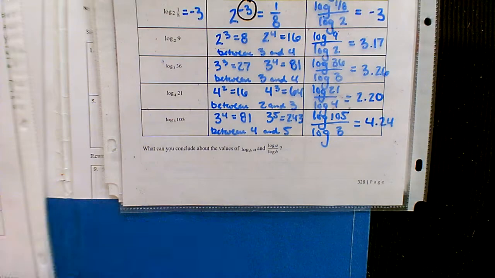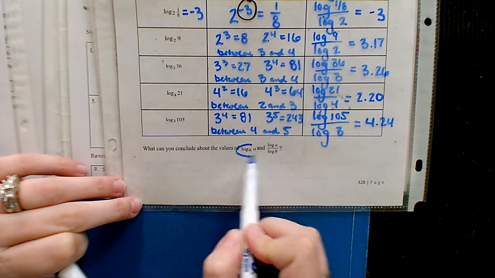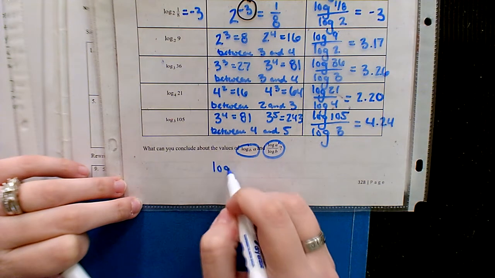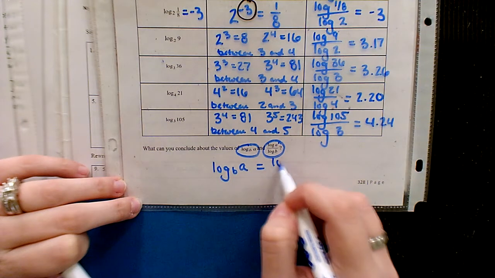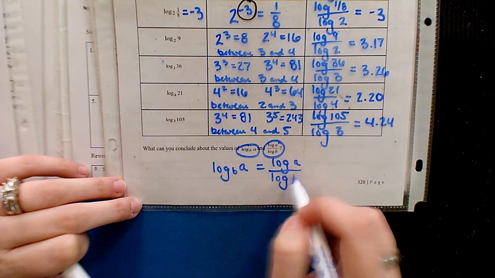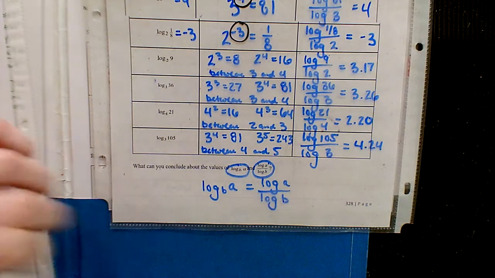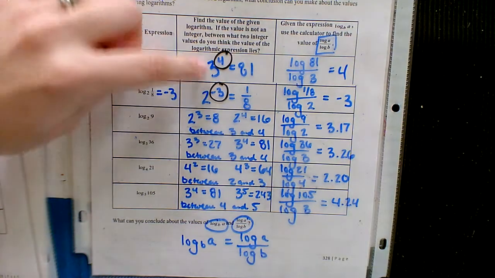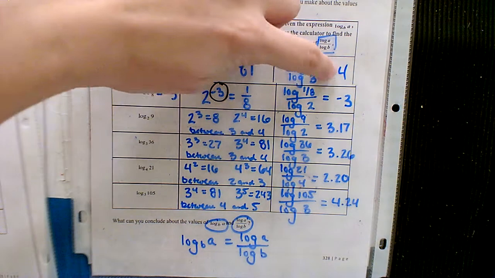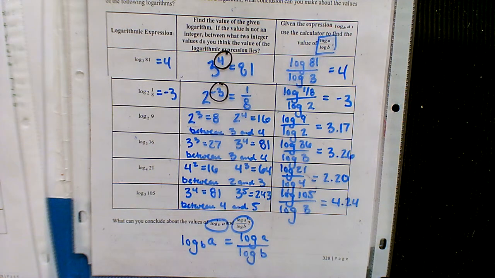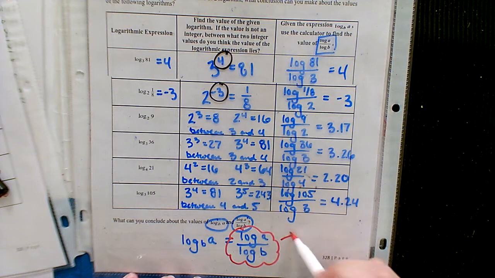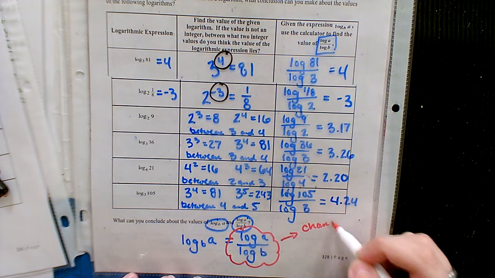So at the very bottom, what can we conclude about the value of the log and this log of the argument over log of the base? They are actually equal to each other. It was more obvious from the first two that we did because we were able to figure those out in our heads. We figured out 3 to the 4th was 81, and notice how we got 4 when we changed the base.